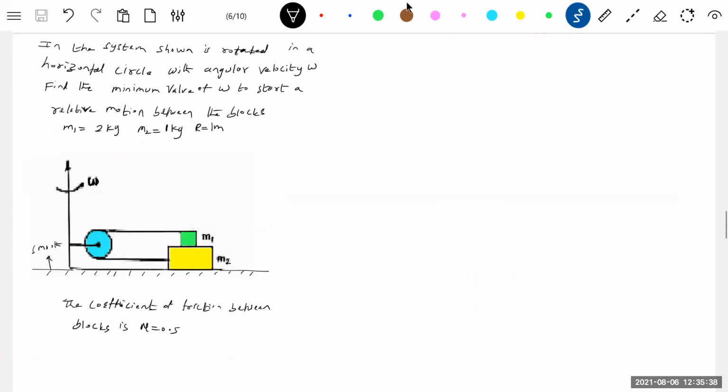This is again the block upon a block concept. The system shown is rotated in a horizontal circle with angular velocity omega. Find the minimum value of omega to start a relative motion between the blocks. Where r is the radius, it is missing. I'll show it here.